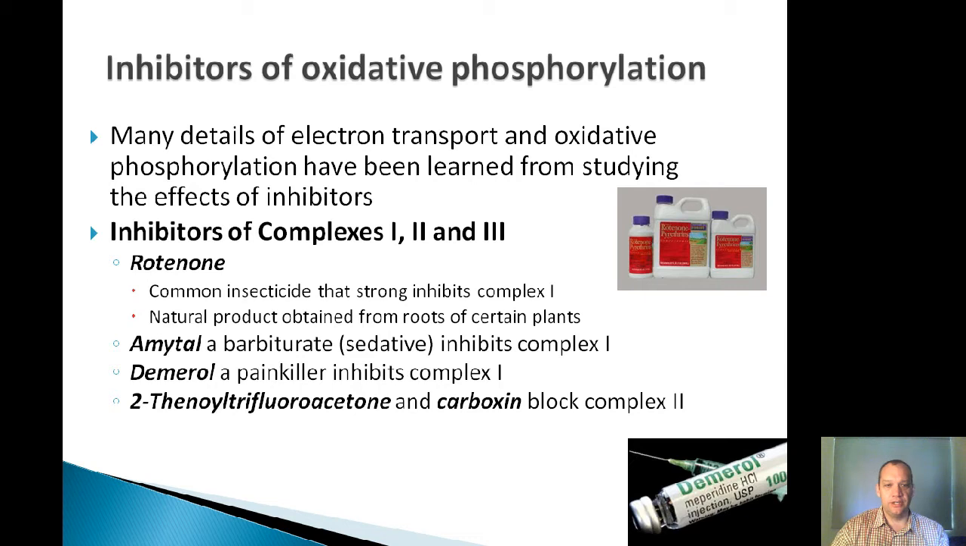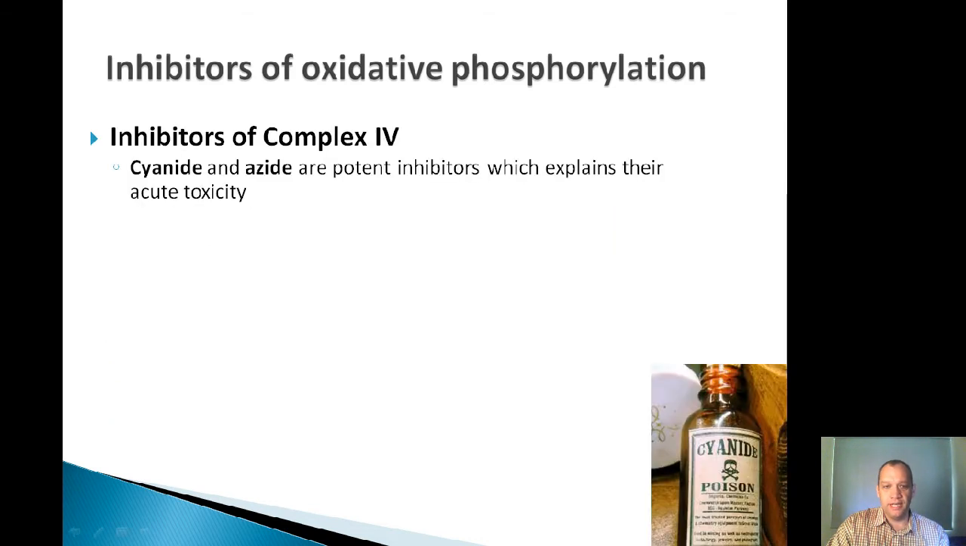And 2-thenoyltrifluoroacetone and carboxin actually block complex 2. We have antimycin A, which is an antibiotic that actually blocks complex 3. And then we can look at some of the inhibitors of complex 4. Here we have cyanide and azide that are both potent inhibitors of complex 4, which explains their acute toxicity.